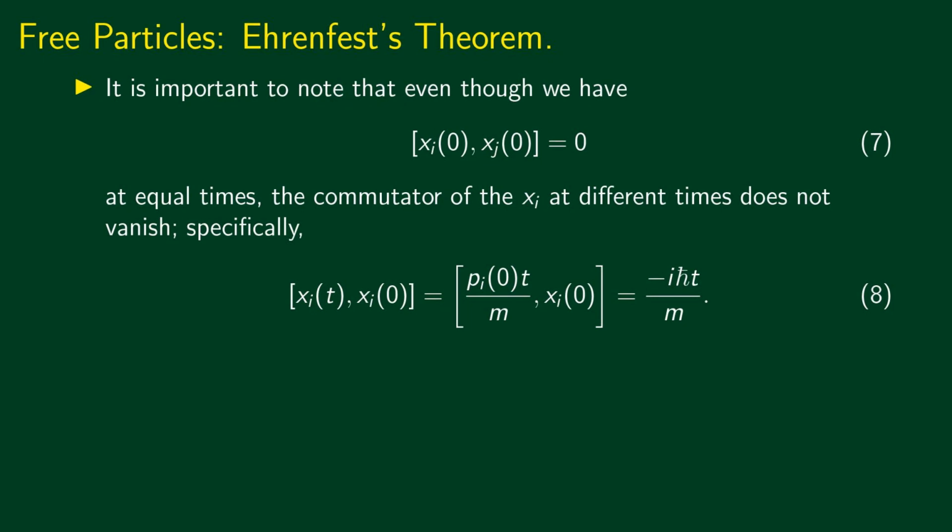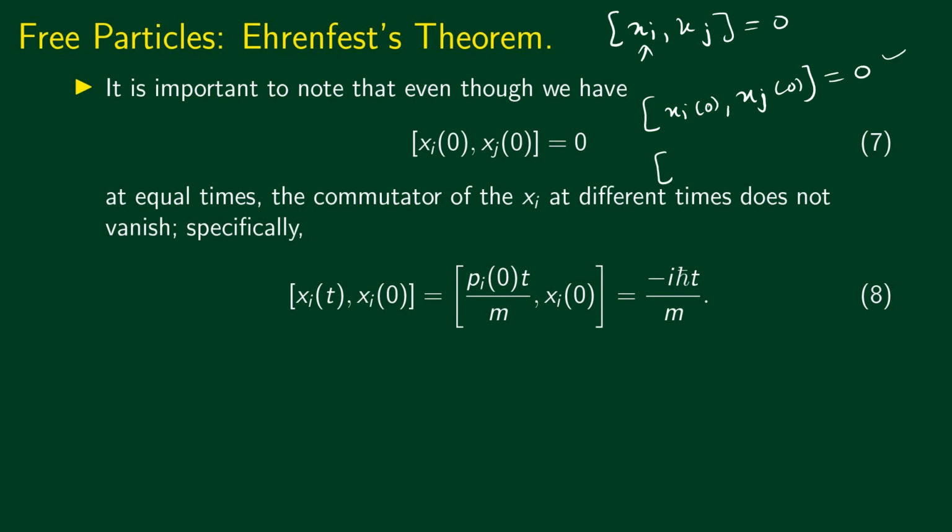For example, let's start in the Schrodinger picture. In the Schrodinger picture, we always have the commutator of xi with xj equal to 0. The commutator between two components of the position operator is always 0. Now, corresponding to this in the Heisenberg picture, we can write the commutator of xi(0) with xj(0) equal to 0, because the Schrodinger picture operator at any time is the same as the Heisenberg picture operator at time t equal to 0. Now, this is correct.